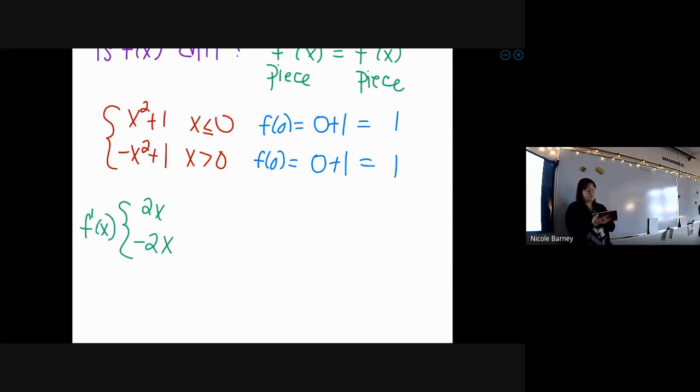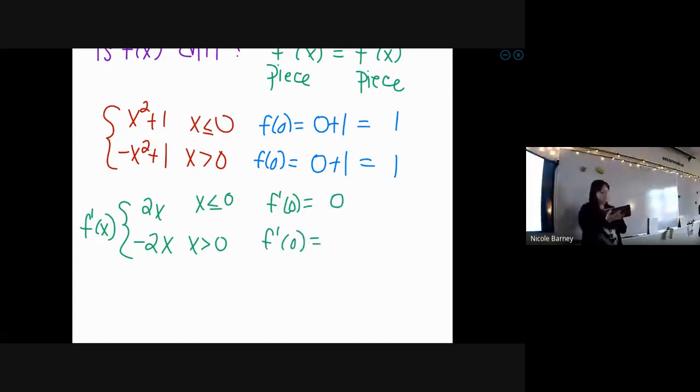And this is still when x is less than or equal to 0, and this is still when x is greater than 0. So we have the derivatives now. Then we're going to do f prime of 0 on the top, which is 0, and f prime of 0 on the bottom, which is negative 0, exactly, also 0. So are the derivatives equal to each other? Yeah. So this one is differentiable.